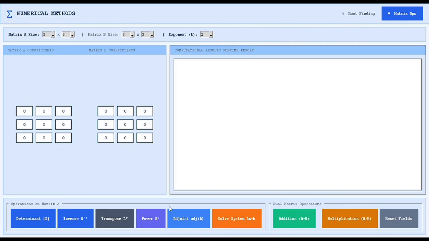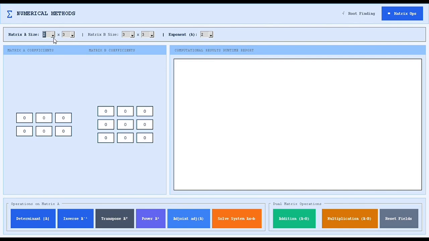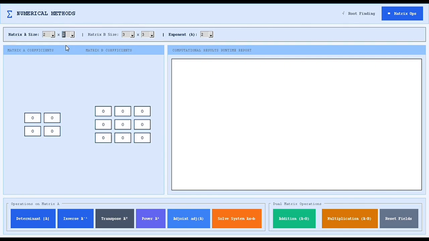Now we move to the matrix operations module. One of the key features of this software is its dynamic scalability. The program allows the user to define custom matrix dimensions, such as 3x3 or even 4x4. For today's demonstration, however, I will switch back to a 2x2 matrix to make the mathematical verification easy to follow.